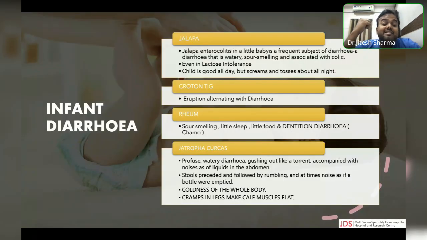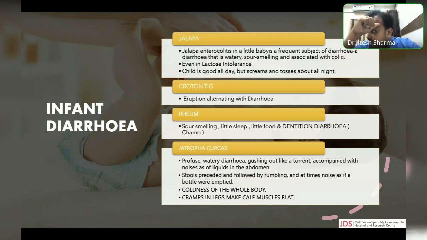Now, the most challenging task is to control diarrhea in infants. Let me tell you, Jalapa is one of the drugs when you are struggling with treating diarrhea where the mother is complaining the child is passing stools around 15 to 20 times a day, even after feeding or the artificial food. You can definitely think of Jalapa, in which the character of the diarrhea is watery, sour smelling, along with colic.